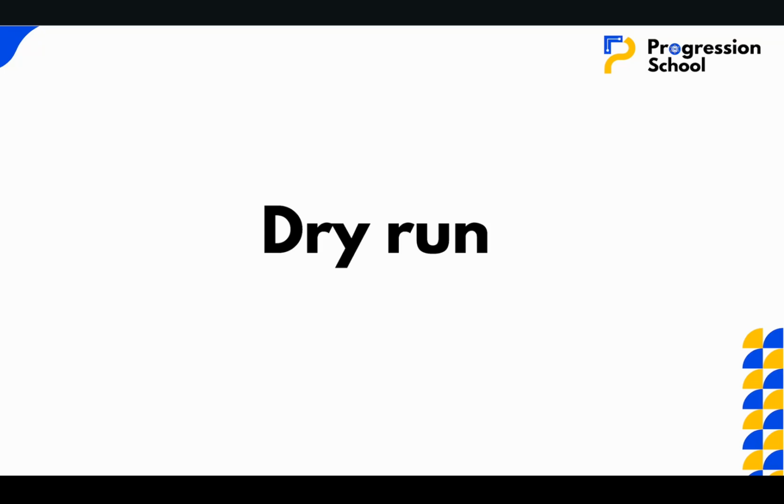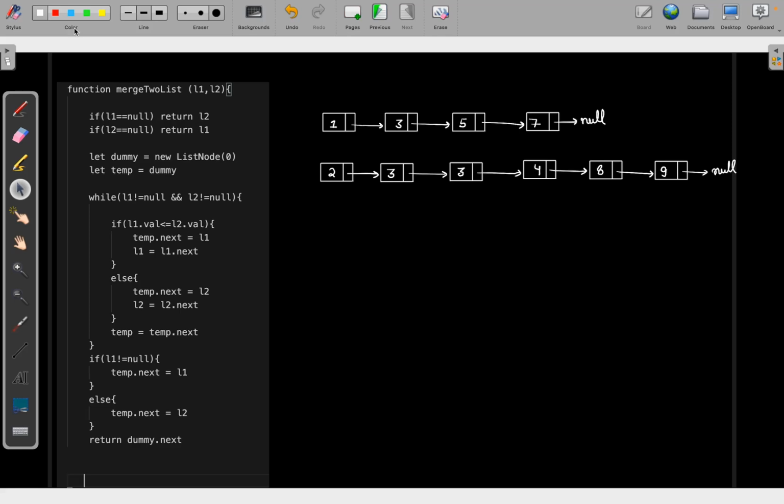In this video, we will see a dry run of the code. Now let's check out the dry run of this code. So I have two linked lists, L1 and L2, both sorted. L1 is not pointing to null, L2 is also not pointing to null, so that is covered.